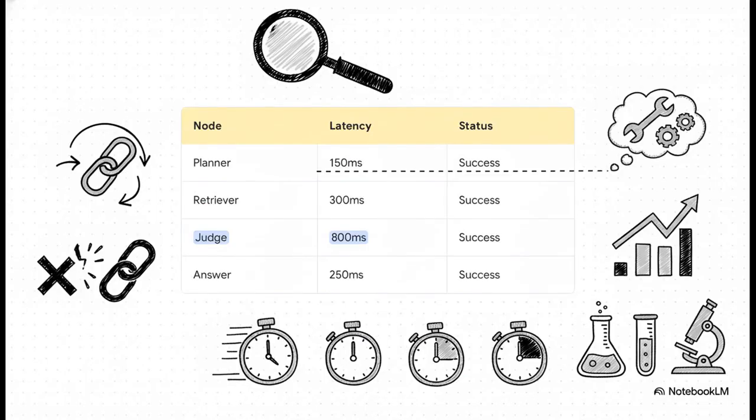I mean, check this out. Imagine your agent just feels slow. You open up LangSmith and bam, you see a trace like this one. The judge node is taking 800 milliseconds. That's your bottleneck right there. Without this, you'd be totally lost, just guessing and adding print statements for hours. With LangSmith, debugging becomes a science.